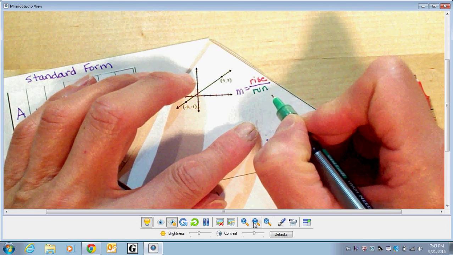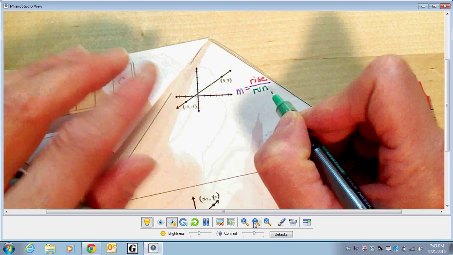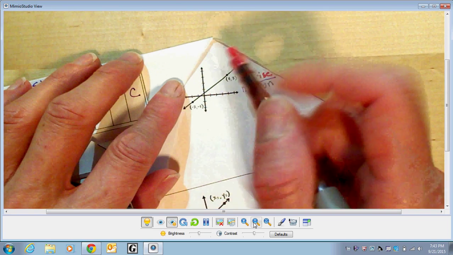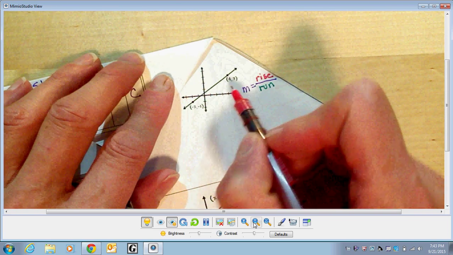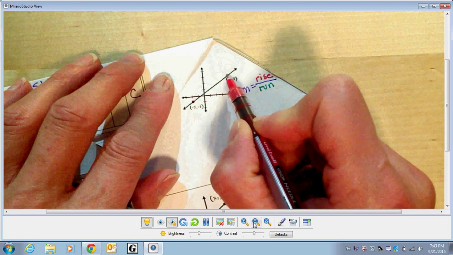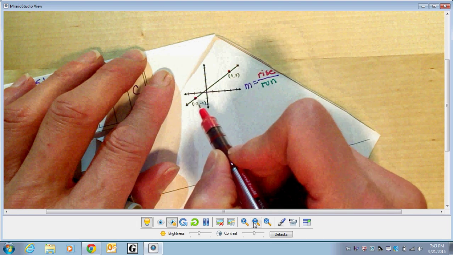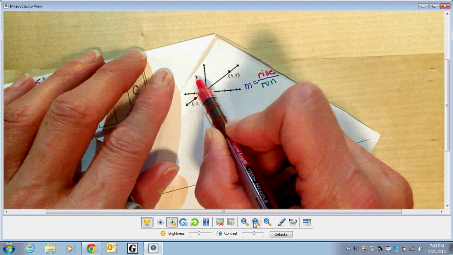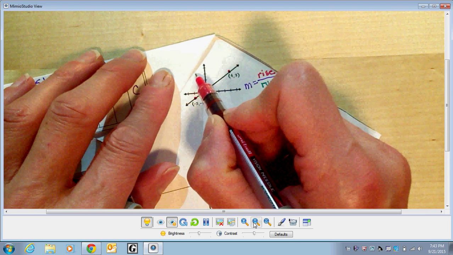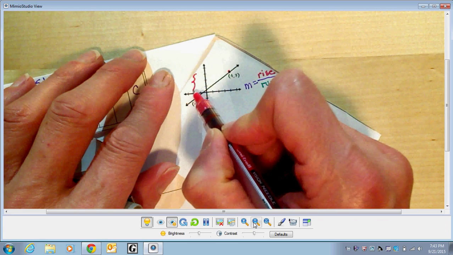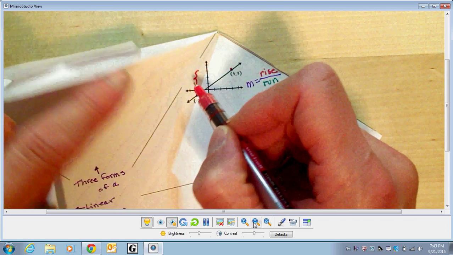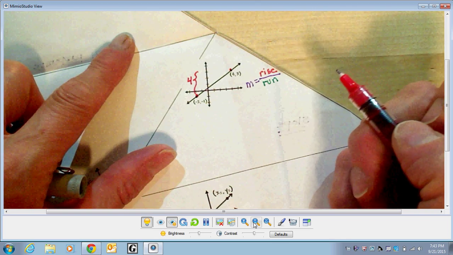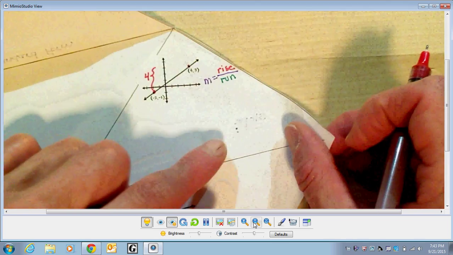Okay, so what does that mean? If I'm looking for rise, my rise is how many up. So if I'm going from this point to this point, I want to know how many up it is. Well, that would be 1, 2, 3, 4. Okay, so this is my rise, and that's actually a distance of 4. So that means that my rise is 4.